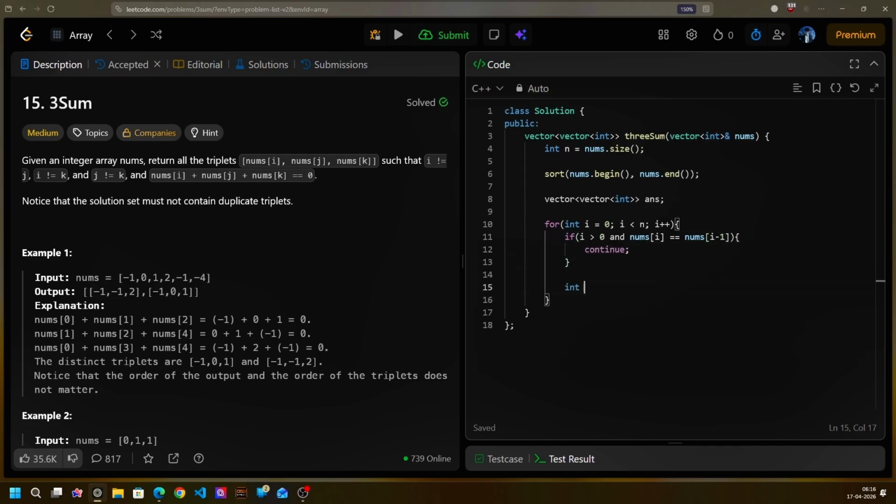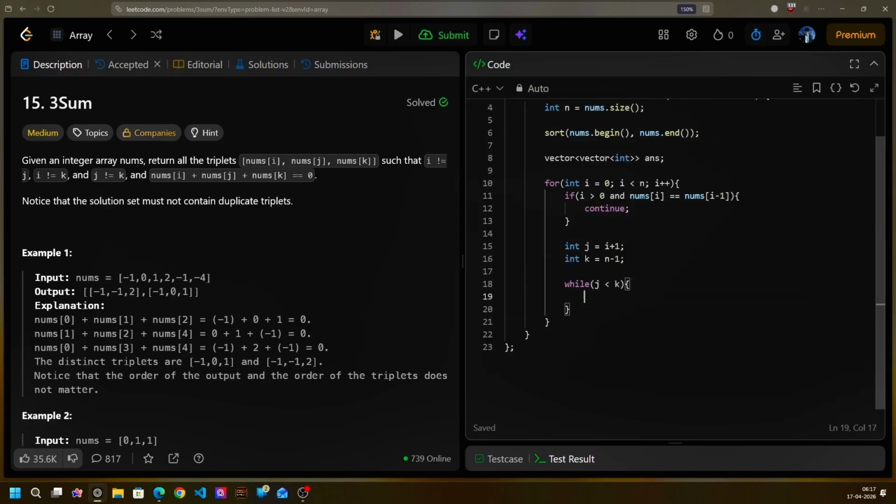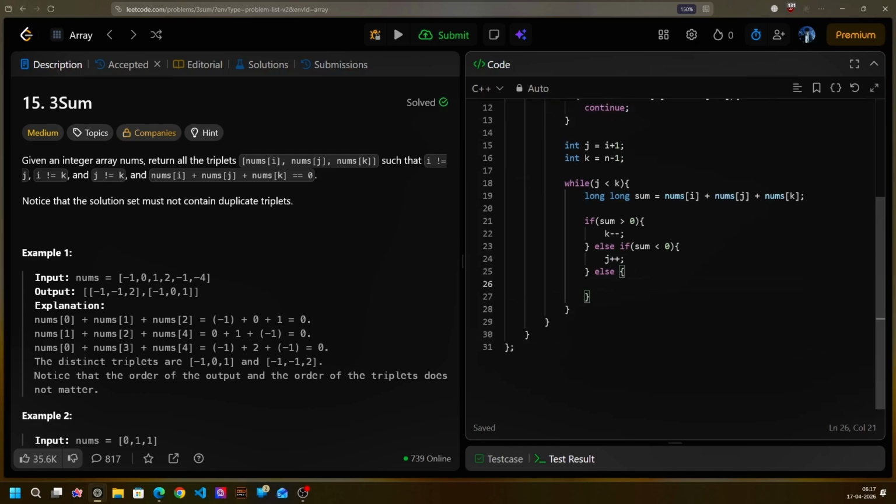After this we will declare j, which is i plus 1, and our k, which is n minus 1. After that we will run another loop which will be iterating over the j and k, and here we will take sum, nums of i plus nums of j plus nums of k, and if sum is greater than 0, that means we will decrease our k, else if sum is less than 0, we will increase our j, else our sum is equal to 0, we will push back the triplet into the answer, nums of i comma nums of j comma nums of k, and we will move our j and k.